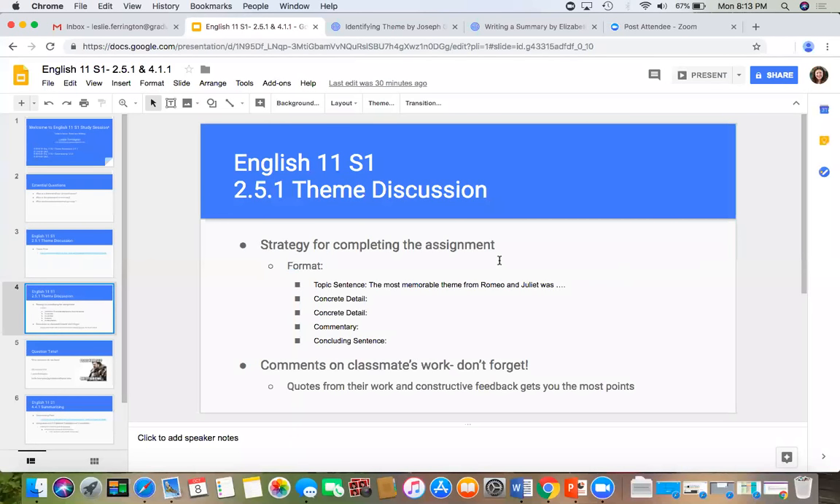Okay, so looking over here at assignment 251, which is called theme discussion. The assignment needs a paragraph. They give you the format that shows topic sentence, the most memorable theme from Romeo and Juliet was, and then you have to finish that. They want you to give two concrete details from the actual play to support that this is the theme. They want you to give a commentary sentence about that, and it wants you to give a concluding sentence.